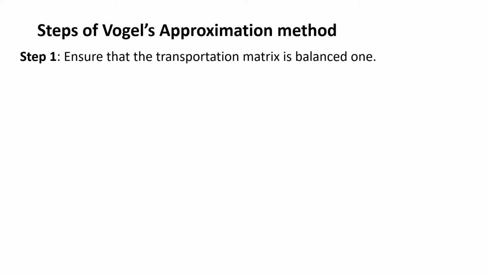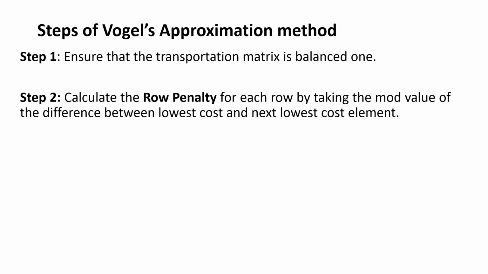Okay, so let's see the steps. First, the transportation matrix should be a balanced one. Second, calculate the row penalty for each row by taking the mod value of the difference between the lowest cost and the next lowest cost. So in the particular row, we have to find out the lowest cost, and in the same row, the next lowest cost. The difference of the two will give you the row penalty.